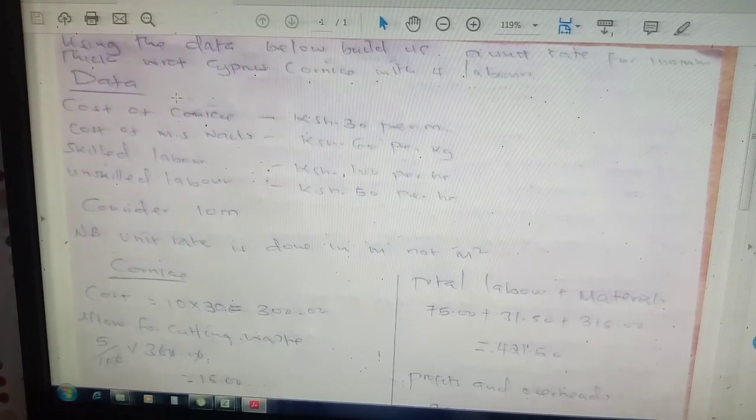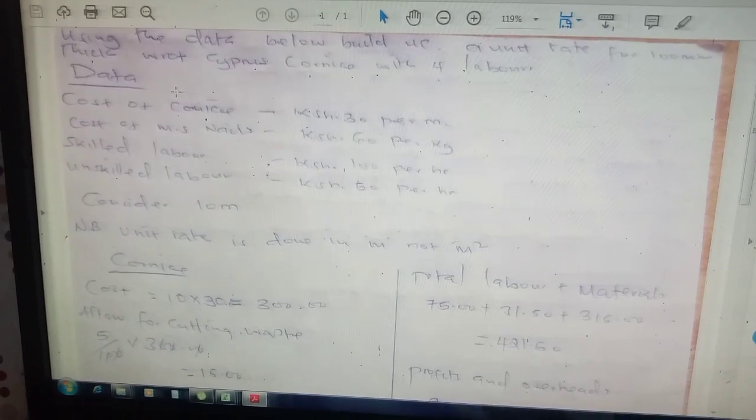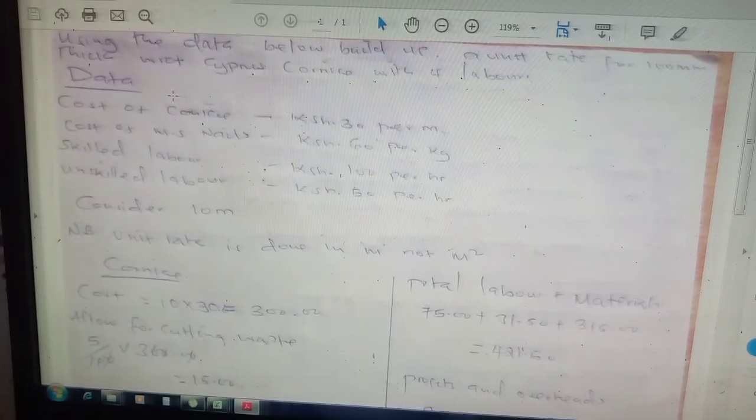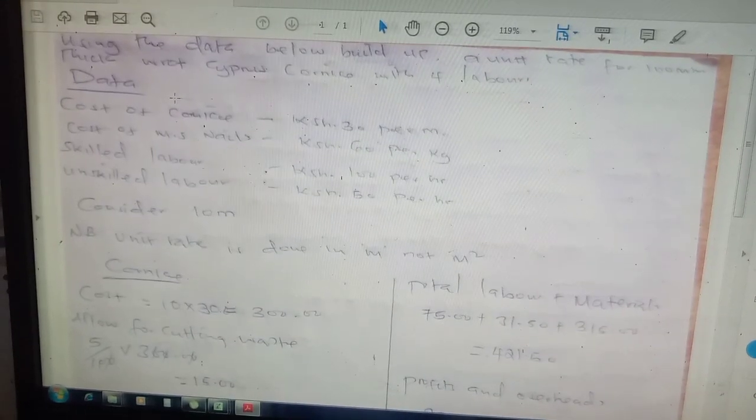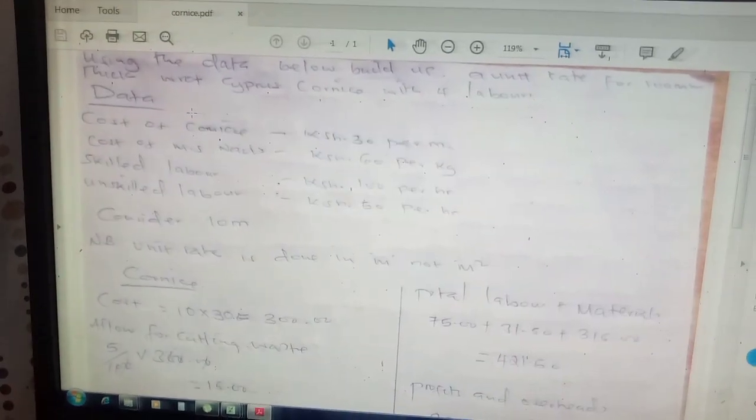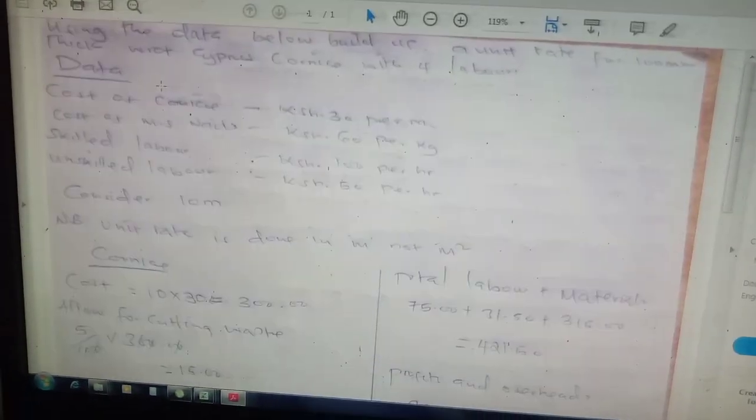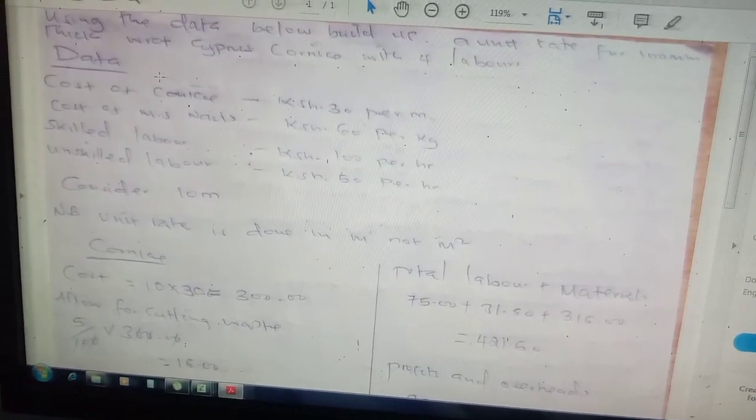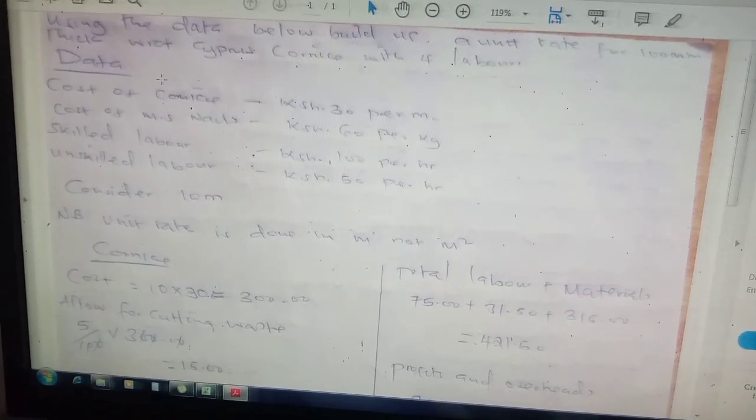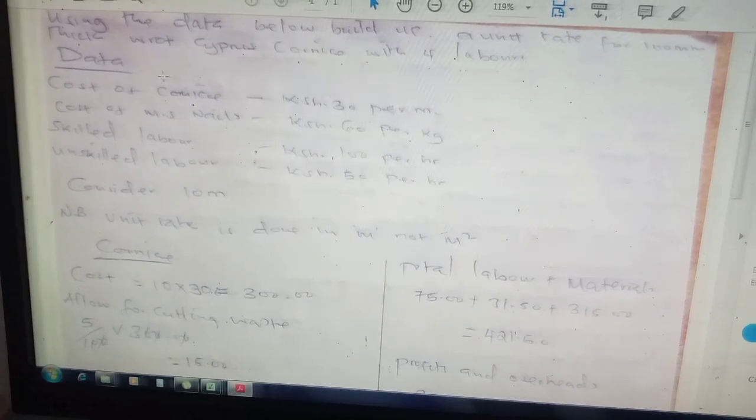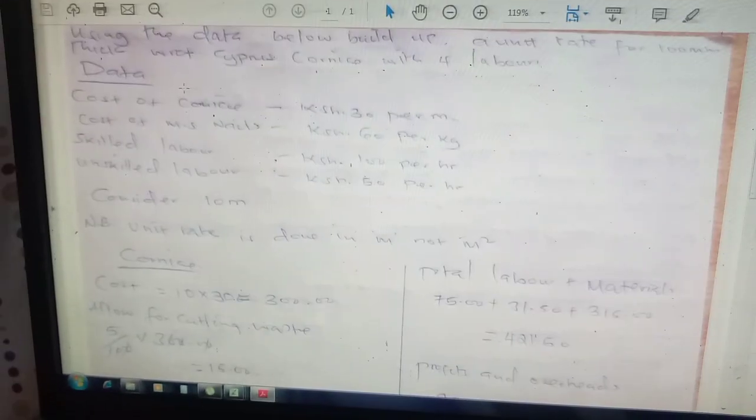Then there is a note there: unit rate is done in meters, not meter square. Cornice is a material that is used for ceiling. If you've always been keen in ceiling works, at the corners, the one which binds the ceiling and the wall, that is the cornice, it is always measured in linear meters, and that is why we are going to cost cornice in meters, not in square meters. Okay, so now we are good to go.